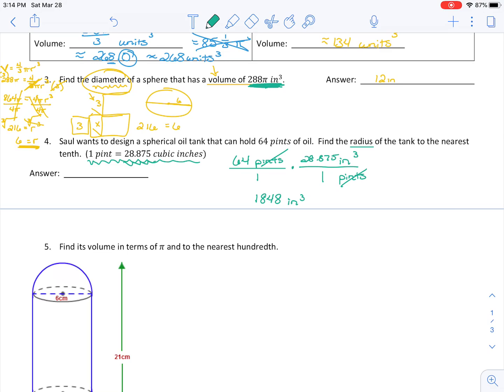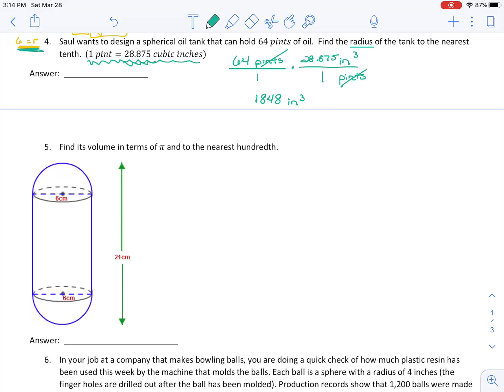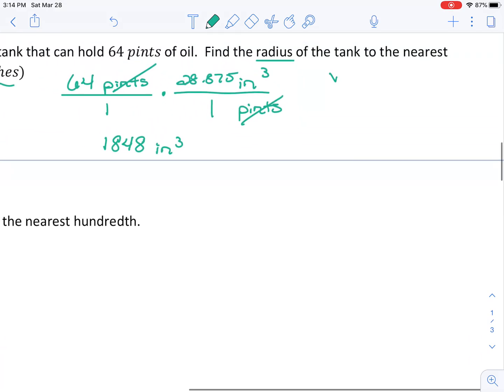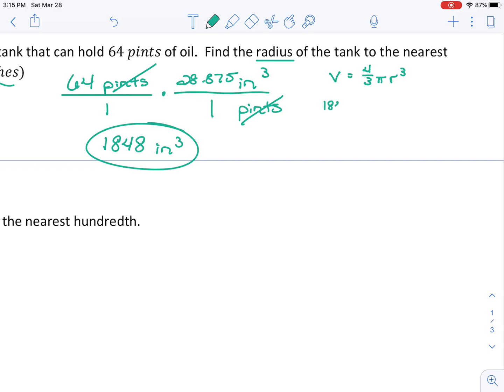And we just did a problem where if we know the cubic inches, we can find the radius. So that's what we're going to do. I'm going to go to my volume formula, 4/3 pi r cubed. I know my volume. And we're going to solve for the radius. I'm going to do the same thing as before. I'm going to multiply by that 3 because I would like to get that out of the way as soon as possible. So 5, 5, 4, 4.